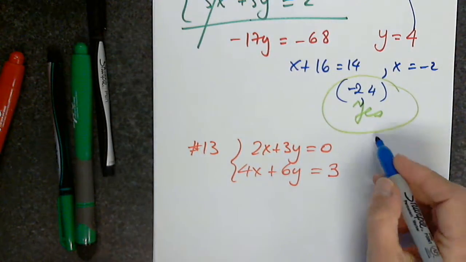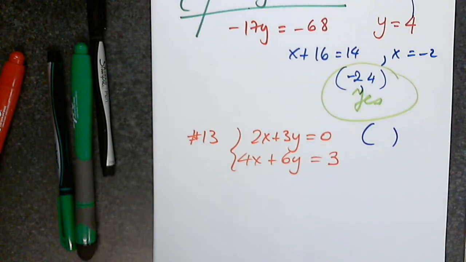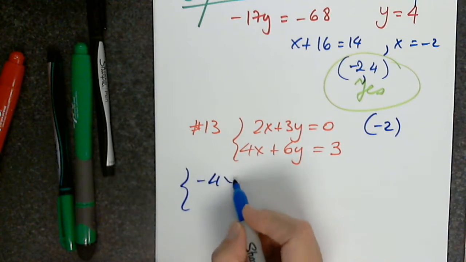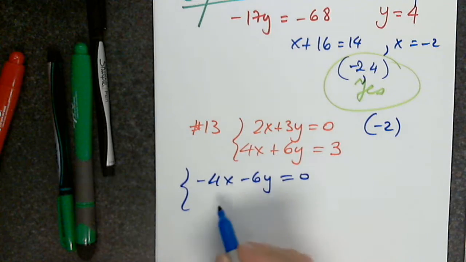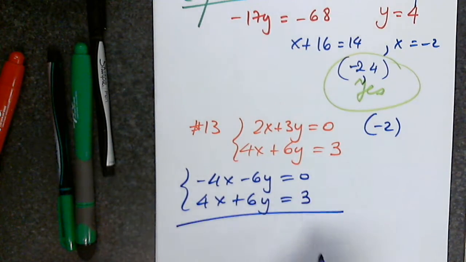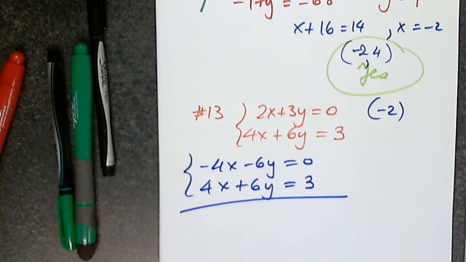Okay, so it means that you are multiplying both sides of the first equation by? Excellent. So -4x, -6y equals 0, and I copy 4x plus 6y equals 3. Now it makes sense to add. In this first step, it did not make any sense to add. No variable will go away.